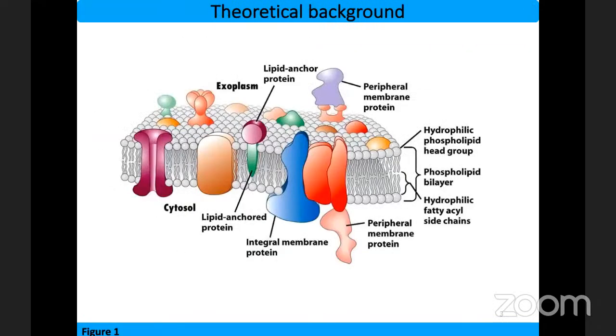What we are interested in is the integral membrane protein, which is embedded in the cell membrane, because this integral membrane protein is very difficult to study in vitro because of its hydrophobic nature. Therefore, amphipathic substances that contain polar and non-polar parts are used to study this type of protein. Detergent is an example of such a compound.